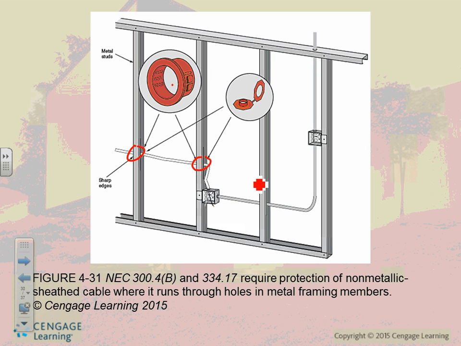Anybody knows why? What happens when you pull it through sharp metal? You cut it. So you want to protect the cover. You put those little plugs in to protect them. For non-metallic cables running through holes, you're required to put these little protectors to protect the cable.